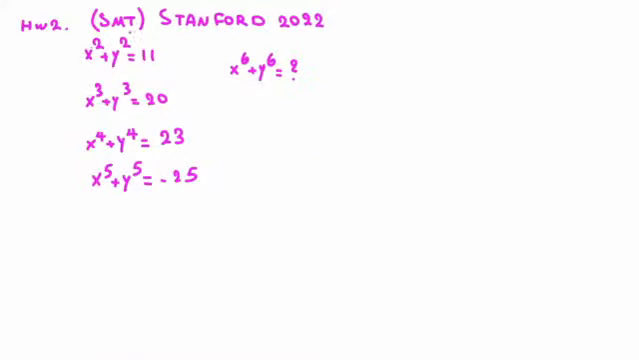Also, I released another video around 1 year ago from the 2022 Stanford Math Tournament, or SMT. We have x squared plus y squared equals 11, x cubed plus y cubed equals 20, x to the 4 plus y to the 4 equals 23, x to the 5 plus y to the 5 equals negative 25, and we wanted to find x to the 6 plus y to the 6. Again, for this problem I used s for the sum and p for the product, the same changing variables we used in this problem, and Newton's sums and some other ideas.